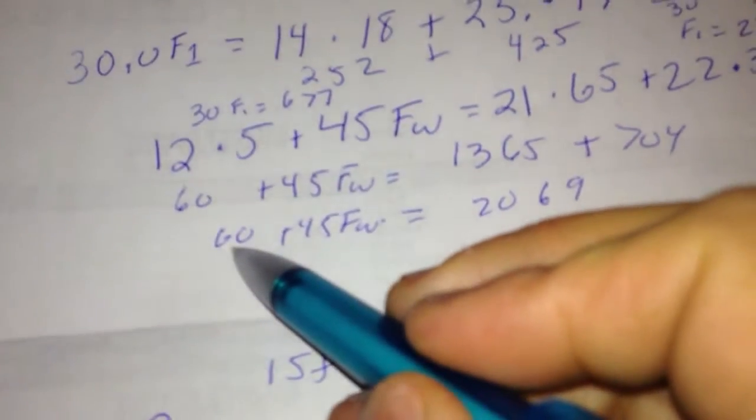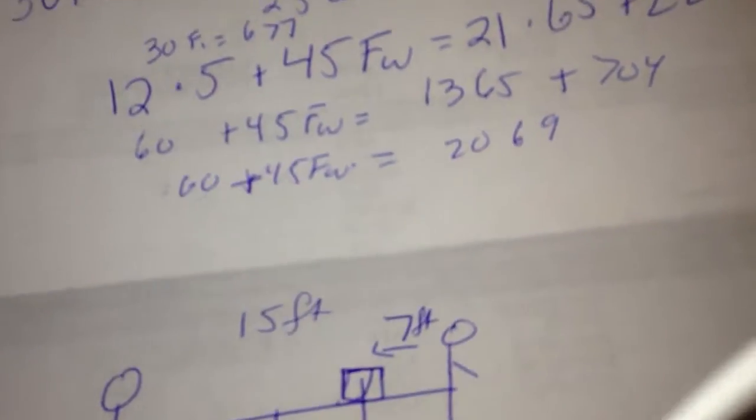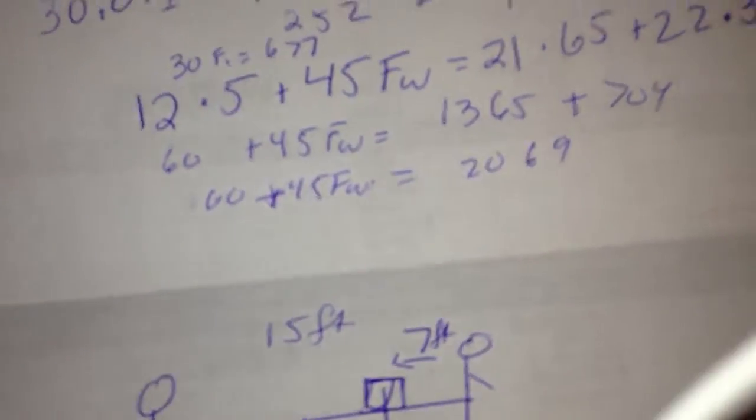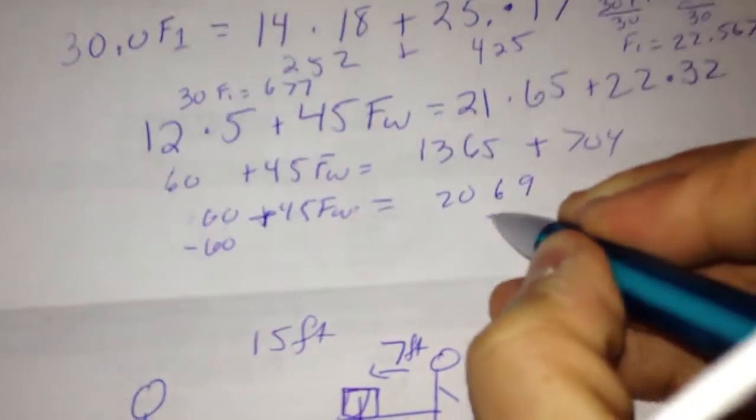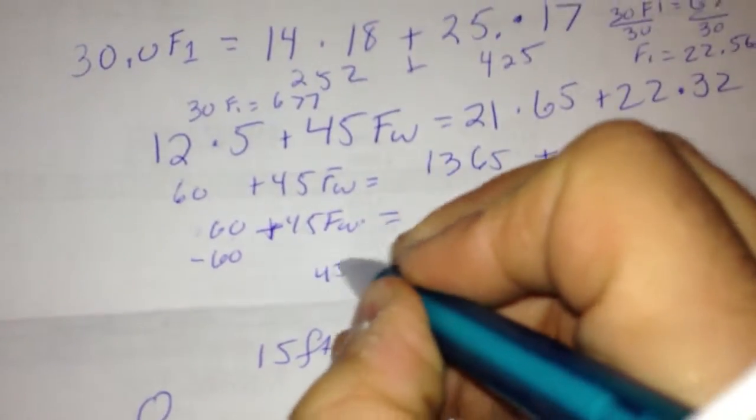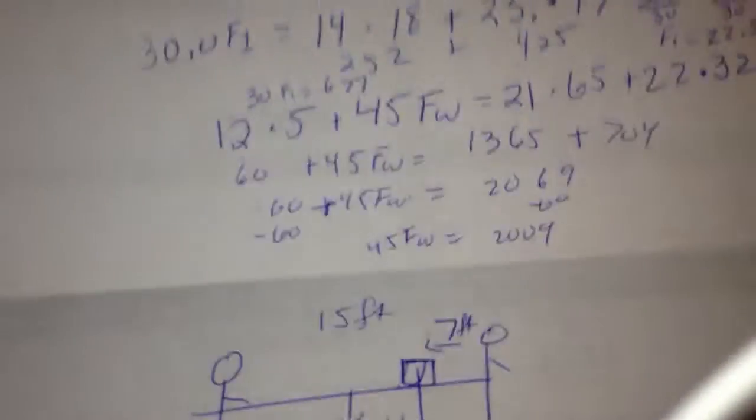So we're going to move this 60 from that side of the equation to that. Notice that we have addition here, and we have a positive here. So we need to undo adding a positive, and the way you undo adding is subtracting. So we have to subtract 60 from both sides. That leaves us with 45 FW is equal to 2009.